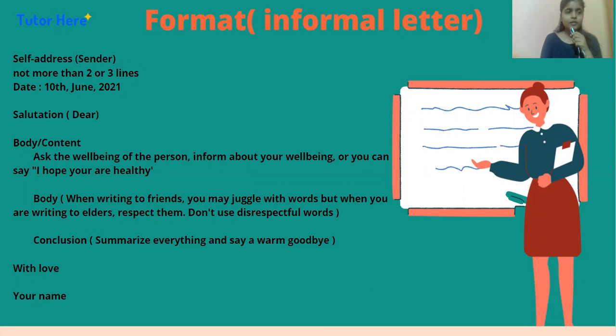Similarly, we put the sender's address first on the left side of the page. Then we put the salutation, but not the receiver's address. Why? Because it is obvious that we are writing to our friend or family. Then we put the body of the letter. You ask for the well-being of the person. Then you inform about your well-being, or you can say, I hope you are healthy. Then we jump onto the body.